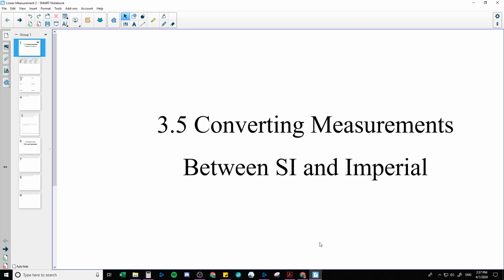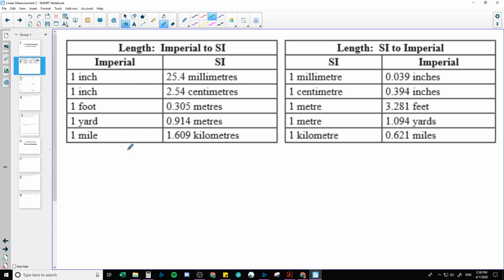3.5 is dealing with converting measurements between the metric system and the imperial system. And this is a little bit different from what we were doing before, but really not that much. The way that we're going to do it is still going to be the same. It's just the charts that have changed. So let's take a look at these two charts.